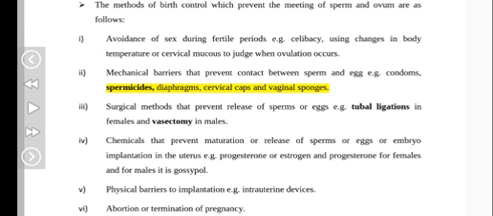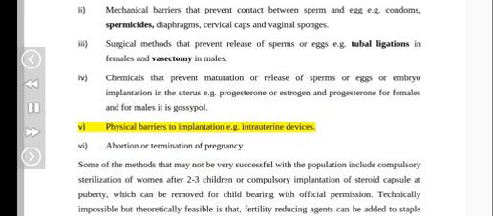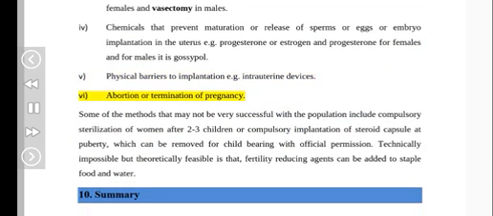III. Surgical methods that prevent release of sperms or eggs, e.g. tubal ligations in females and vasectomy in males. IV. Chemicals that prevent maturation or release of sperms or eggs or embryo implantation in the uterus, e.g. progesterone or estrogen and progesterone for females, and for males it is gossypol. V. Physical barriers to implantation, e.g. intrauterine devices. VI. Abortion or termination of pregnancy.